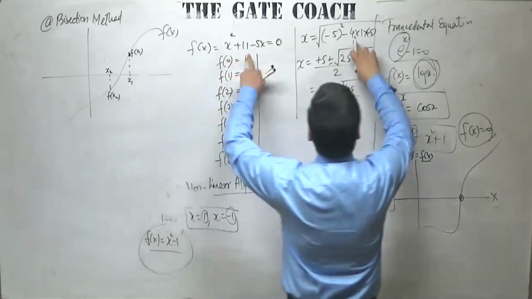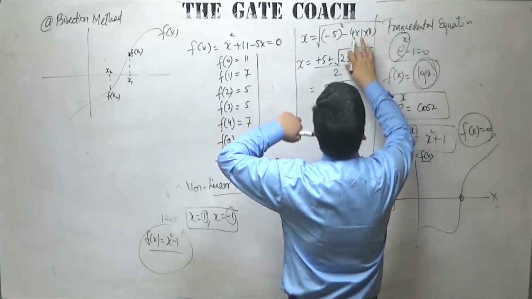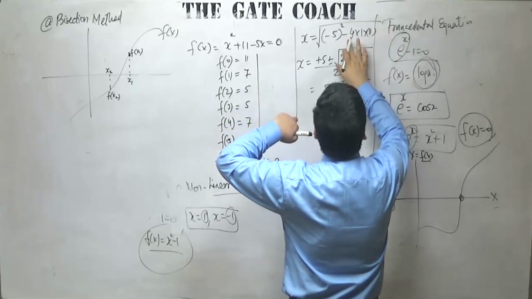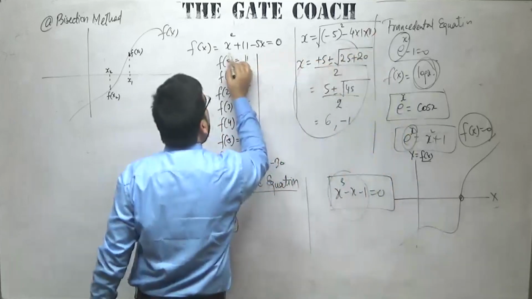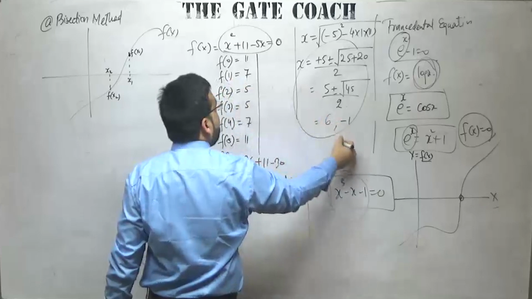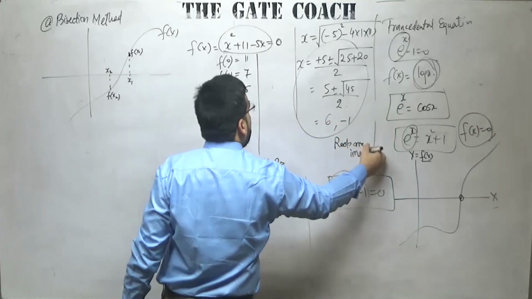Minus 4 into a into c is 11, so it will be equal to 44. So 25 minus 44, again imaginary. See, I was telling you that this is some other type of equation, so I have taken that equation whose roots are imaginary. For this, the roots are imaginary.